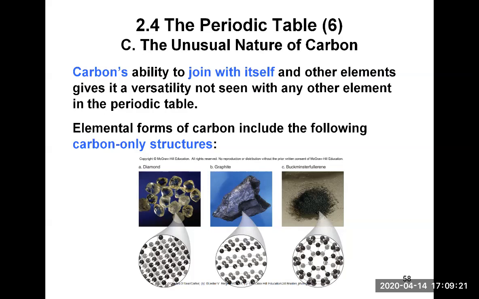A more recent form of carbon was found in the 1960s by Buckminster, and he called this new structure of carbon that was found in nature the Buckminster fullerene. These are made of 60 carbon atoms bonded together in a spherical form. So those are the carbon-only structures found in nature.